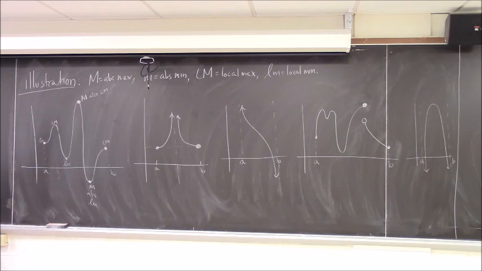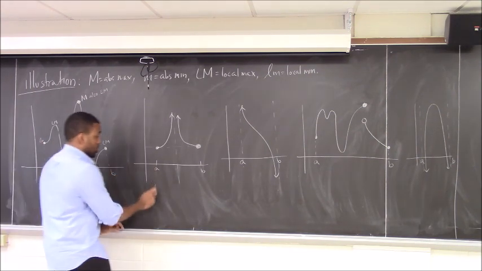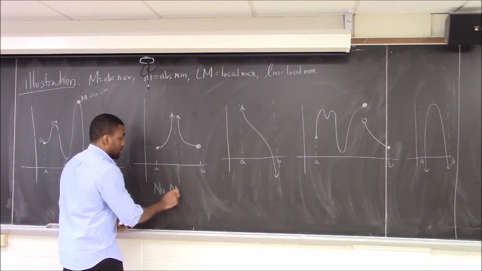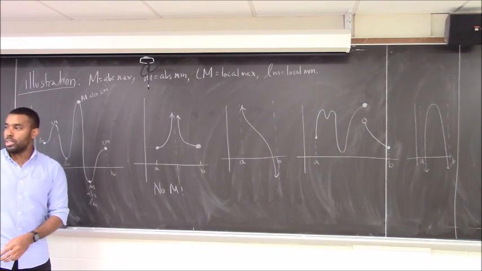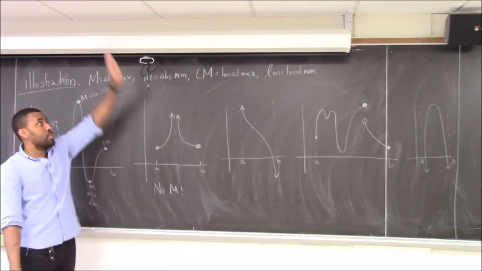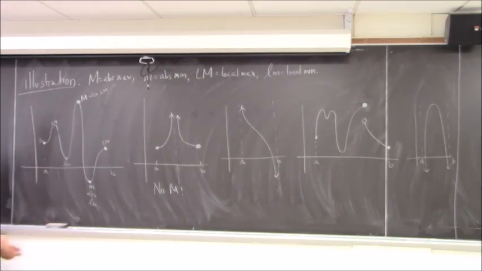Okay. What about this one? Absolute max. There's no absolute max here. Right? There's no point that I can pick that is bigger than everyone in general, because the graph keeps going up to infinity. Right? Any point you pick, there will be a point that's larger than it.